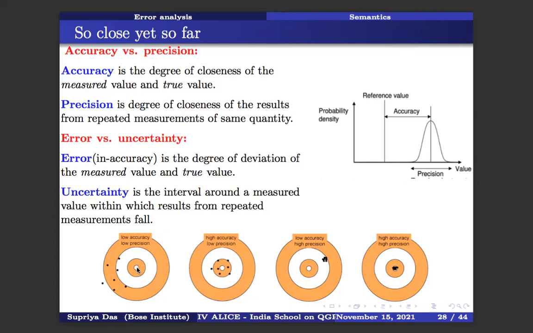Now, in reality, it does not always happen. So there can be 4 situations like this. In one situation, from one archer's arrows, or the rifle or pistol bullets, they are falling here. So this is low accuracy. It is much farther from the actual target.